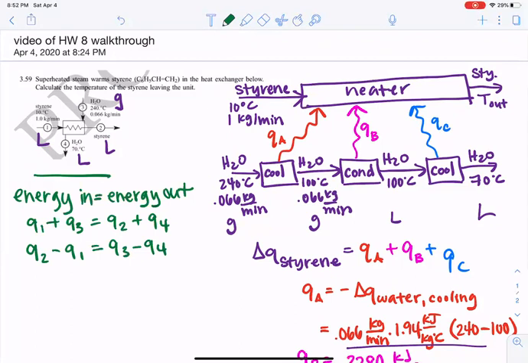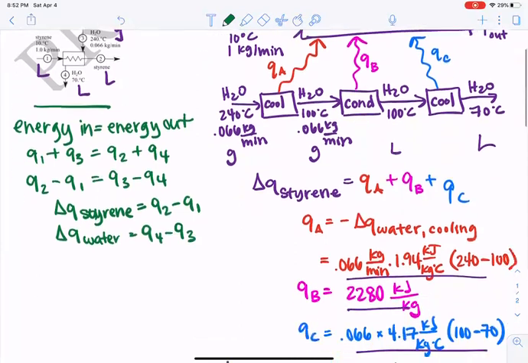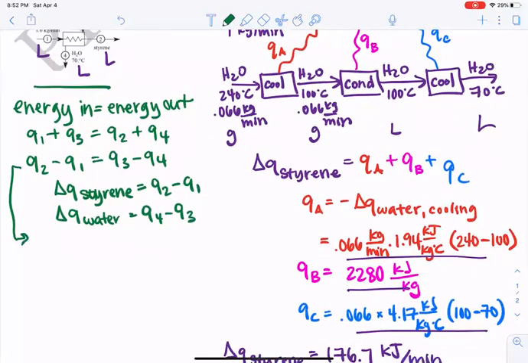So like I said earlier, delta Q is always final minus initial. So delta Q styrene is Q2 minus Q1, and delta Q water is Q4 minus Q3. So if I look at this equation, that's the same as saying delta Q styrene equals negative delta Q water.